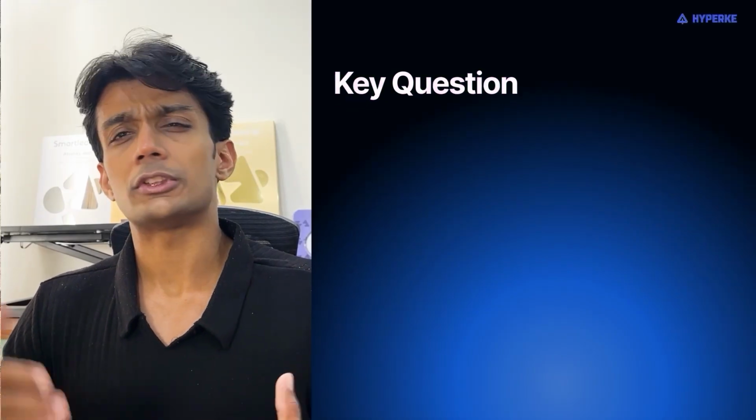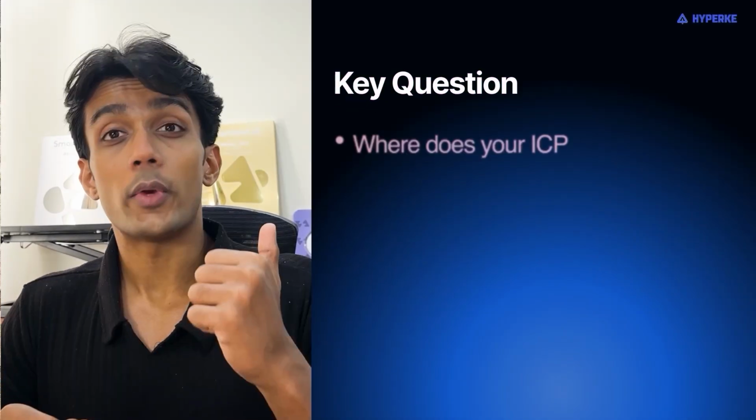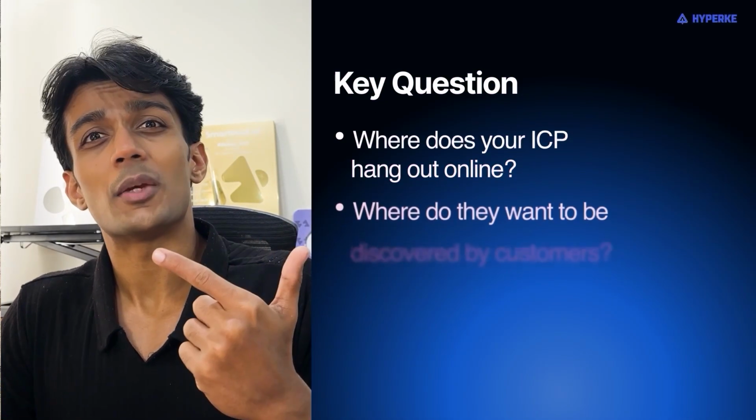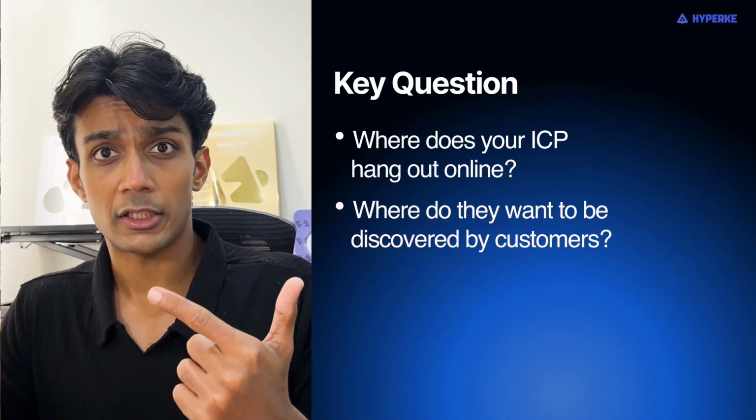So in order to build lists that allow you to write emails that actually get responses, your list building must start at the account level. The first question that you need to ask yourself, after you've figured out who your ICP is, is where do they hang out online, and where do they want to be seen and discovered by their customers online?